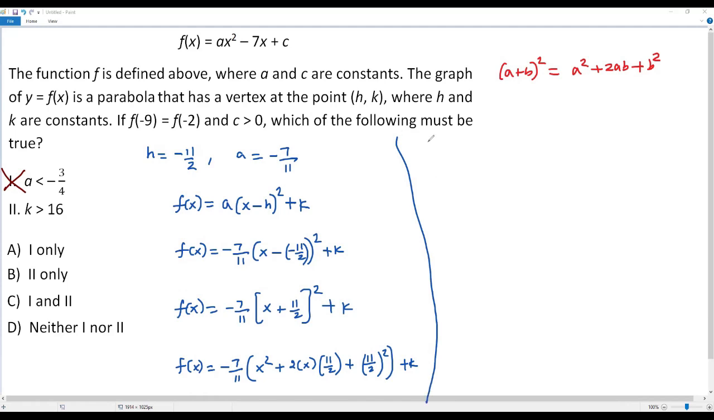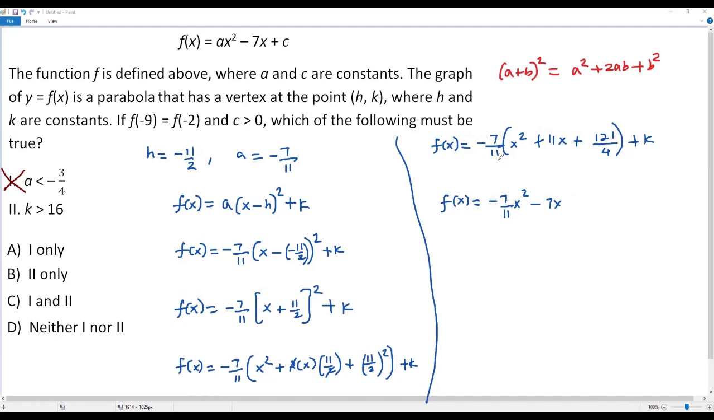Okay, now let me continue over here. f of x equals negative 7 over 11 times x square, and here this 2 will cancel out. I'm getting + 11x, and when I evaluate the value of this one, I'm getting 121 over 4 + k. Okay, then f of x equals, we can distribute this negative 7 over 11 to all the terms we have inside the parenthesis. Then I'm getting negative 7 over 11 x square, and when I multiply negative 7 over 11 and + 11x, I am getting negative 7x, because the 11 and 11 will cancel out.